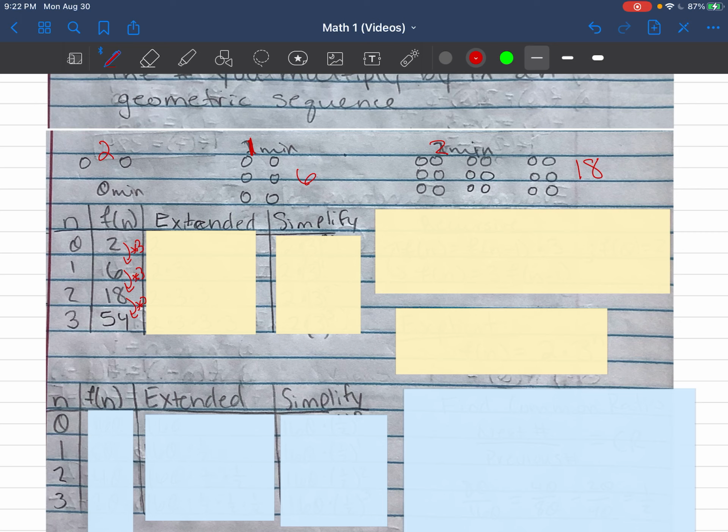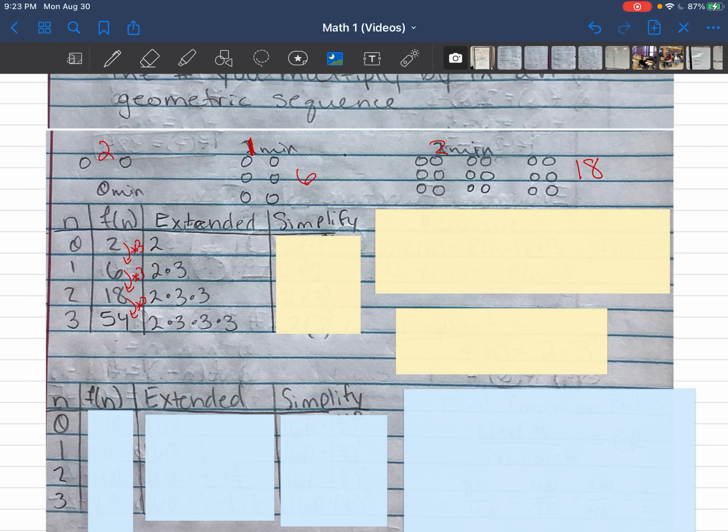So let's extend this out just like we did our arithmetic. Okay? So we start with a 2, we bring over a 2. Then we have 2 times 3 because we did 2 times 3 to get 6. Then we did 2 times 3 times 3 to get to 18. Then we did 2 times 3 times 3 times 3. I think that was enough 3s to get to 54.